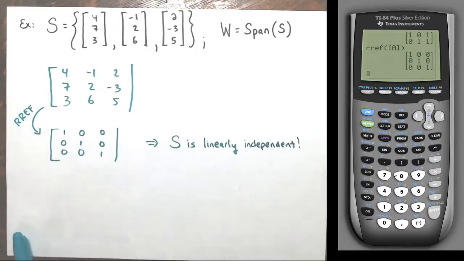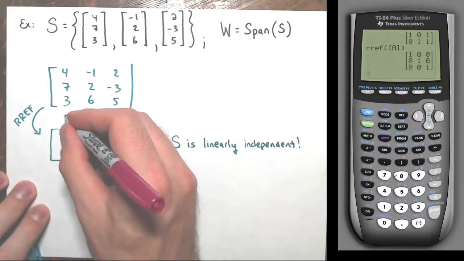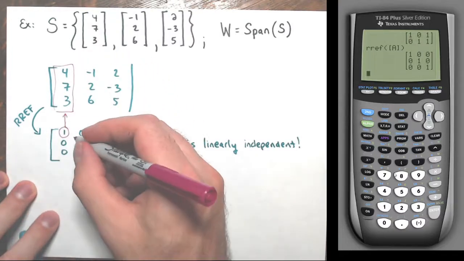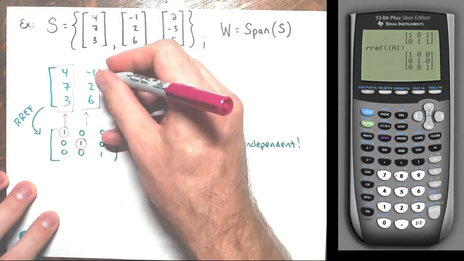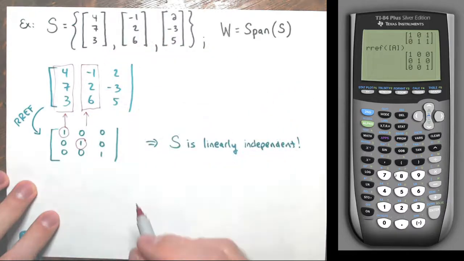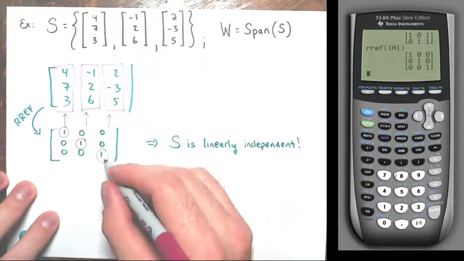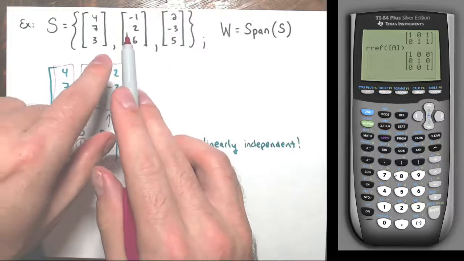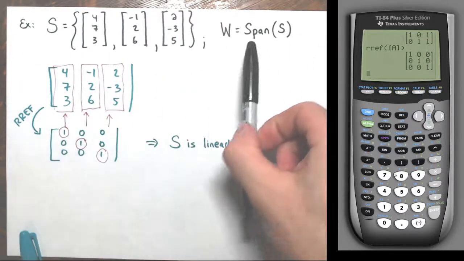Okay, and again, looking at the pivot columns, column 1 is a pivot column, so this vector is going to be in my minimal spanning set. The second column is a pivot column, so this vector is in my minimal spanning set, and the third column is a pivot column. So the third vector too. Like I said, if S is linearly independent, then S itself is a minimal spanning set for the span of S.